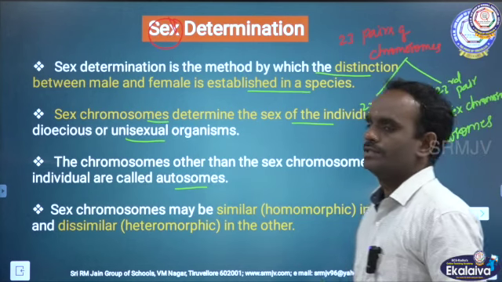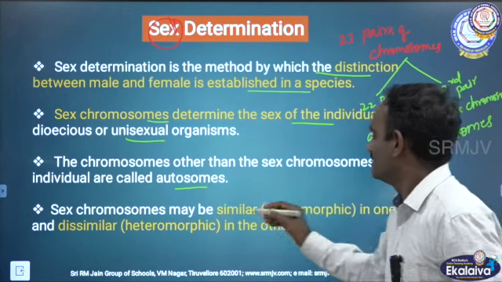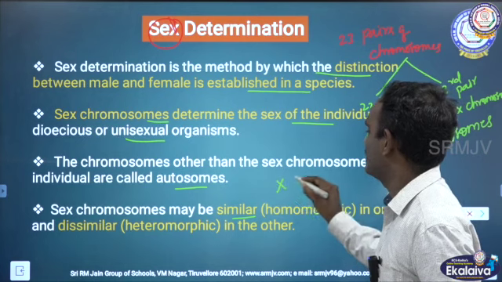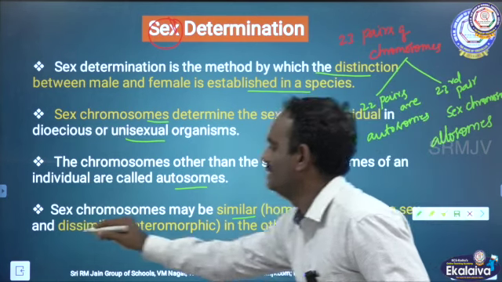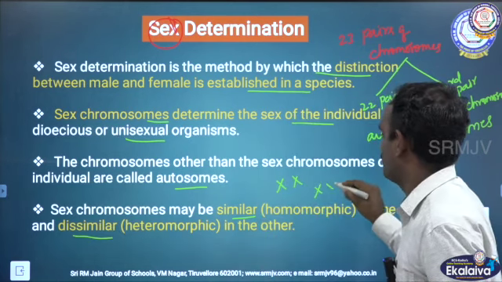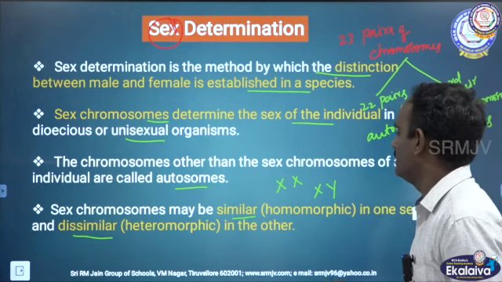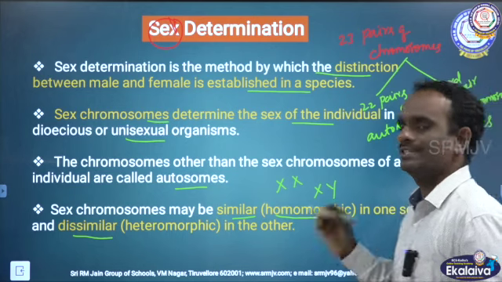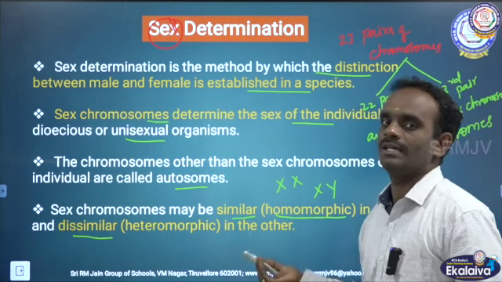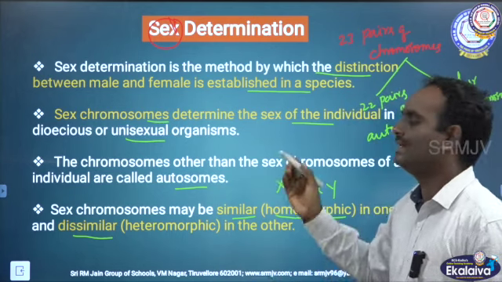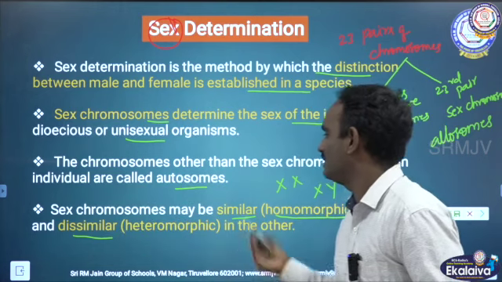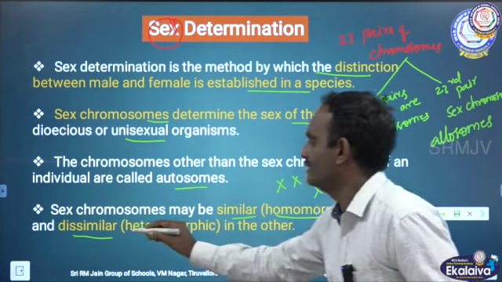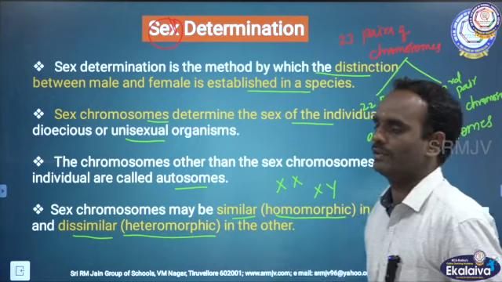Clear? So, sex chromosomes may be similar, that means XX, or dissimilar, XY. If it is similar, that is called monomorphic in one sex, and it is dissimilar in another sex. Dissimilar is nothing but heteromorphic.